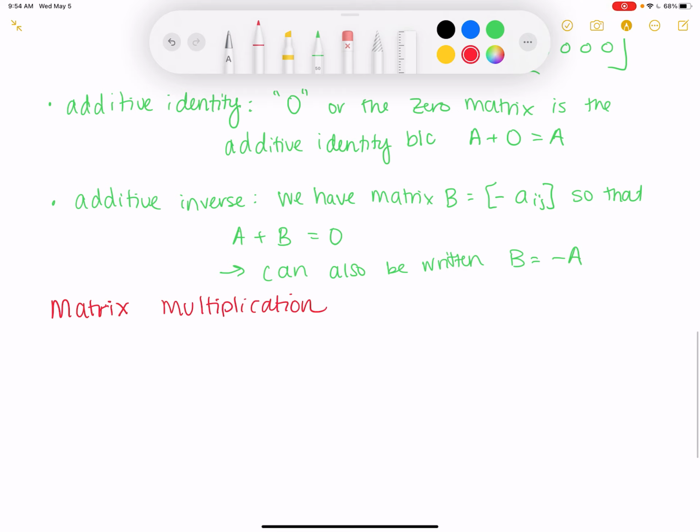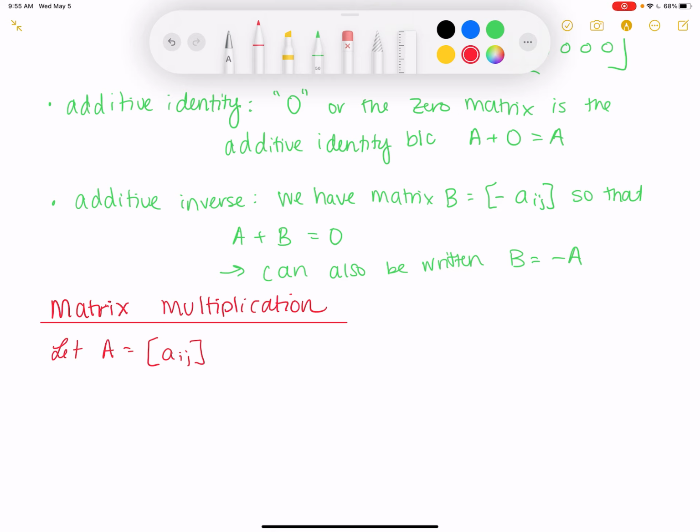Alright, so matrix multiplication. This probably is your least favorite thing when I make you do it by hand. Yeah, calculator is great. I thought I just wrote additive identity twice, but there's additive inverse.